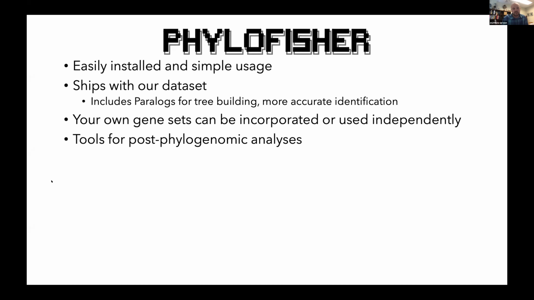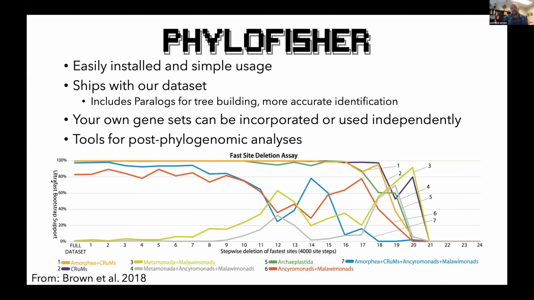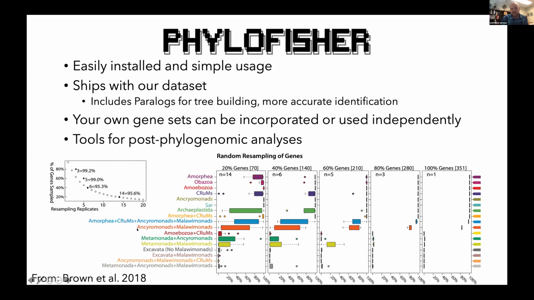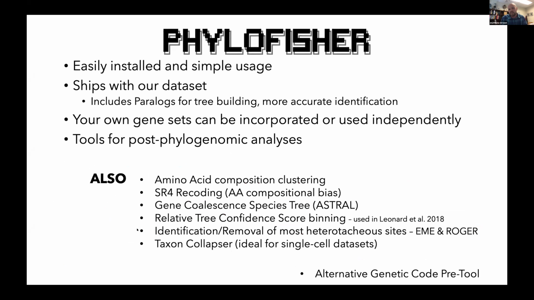And then we also have many tools for post-phylogenomic analysis. So often we see fast site deletion assays. We see random resampling of genes, which have become fairly common, where you're subsampling the data set and looking at the trees that are associated with those subsamples. But we also have amino acid composition clustering. We have SR4 recoding. So this is looking at amino acid compositional bias.